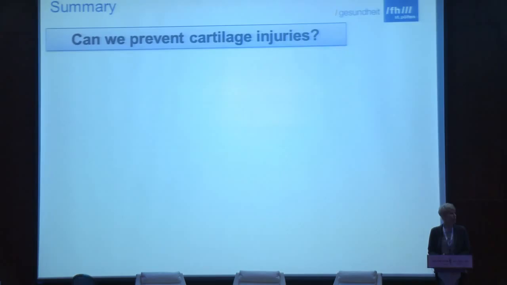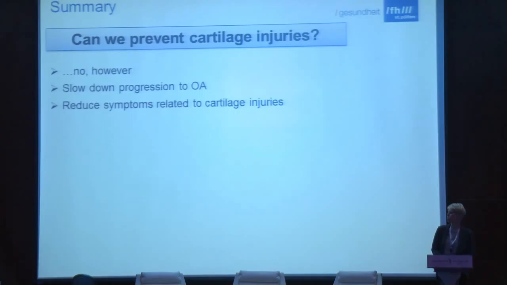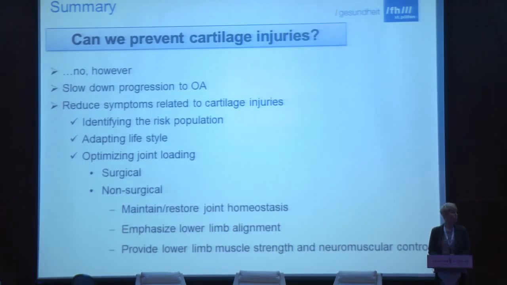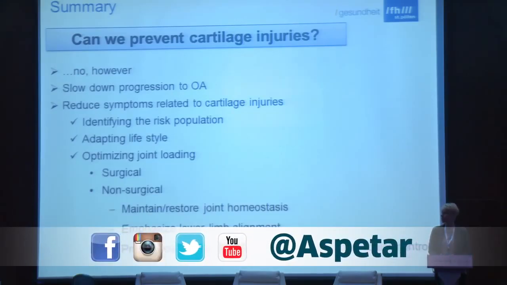So what is now my take-home message for the question at the beginning of the talk? Can we prevent cartilage injuries? I think we are not able to prevent it. However, we can slow down progression to osteoarthritis. We might be able to reduce symptoms related to the cartilage injury by identifying the risk population, by adapting lifestyle, and by optimizing joint loading. This can be done both surgically and non-surgically. If we prefer the non-surgical way, try to maintain or restore joint homeostasis, emphasize lower limb alignment, and provide enough lower limb muscle strength and neuromuscular control. Thank you very much.